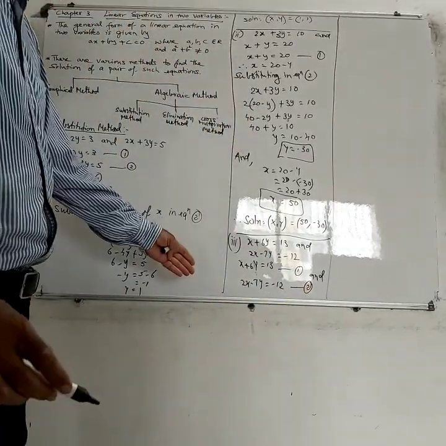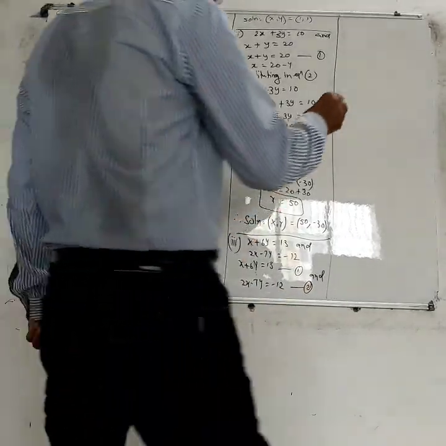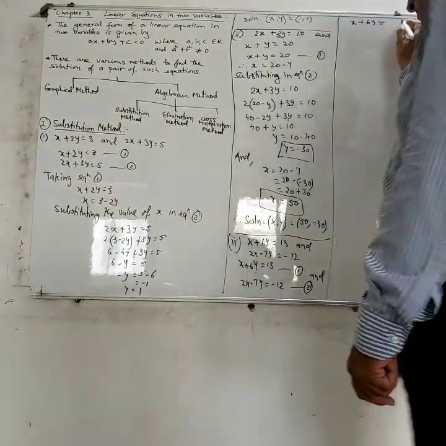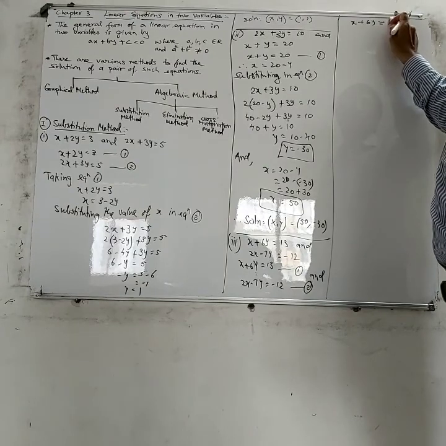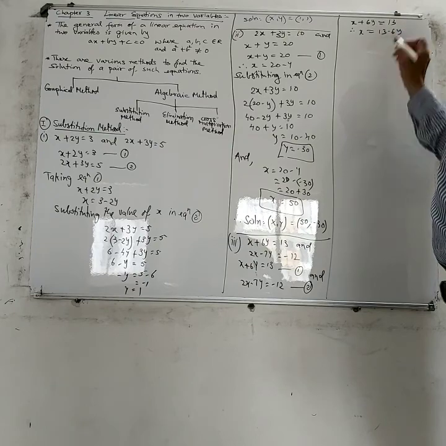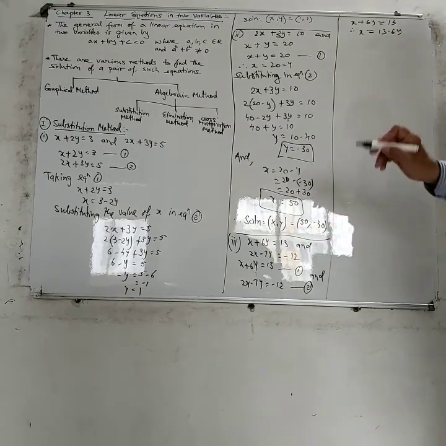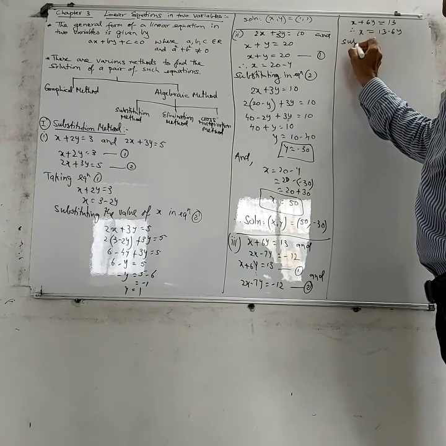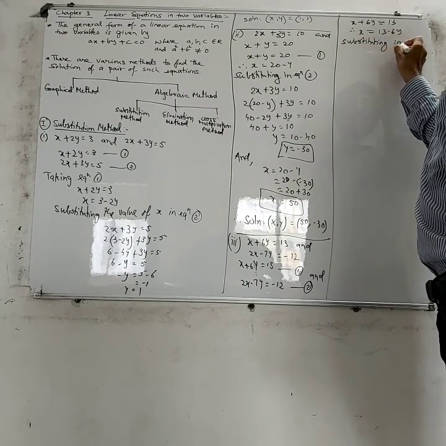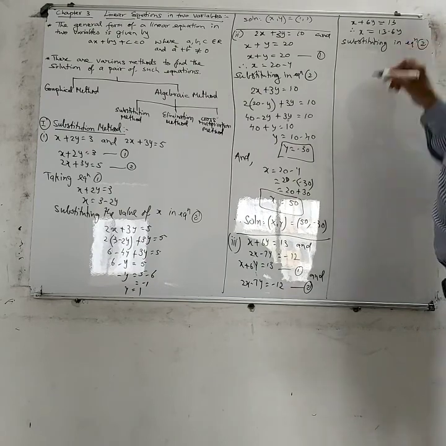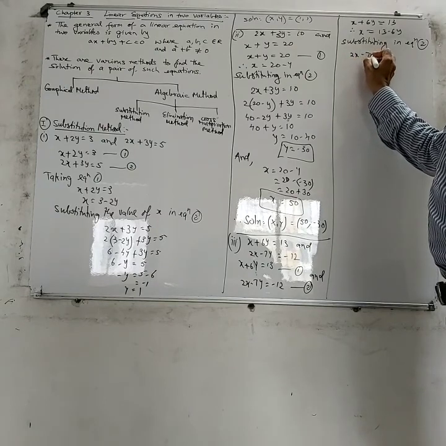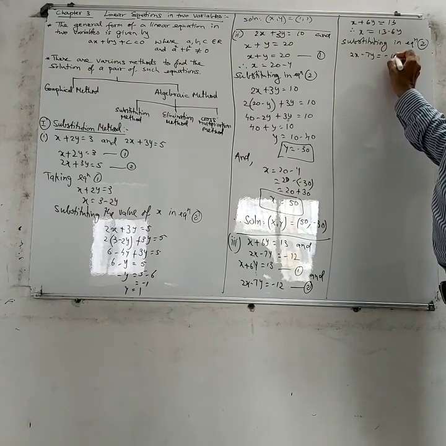Now I can start with any one of the equations. Suppose I start with the first equation. x + 6y = 13. Therefore, x = 13 - 6y. Now substitute the value in the second equation. Substituting in equation 2. Upper equation 2 is 2x - 7y = -12.